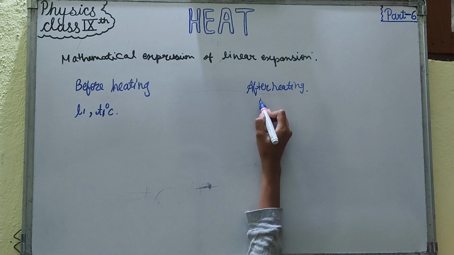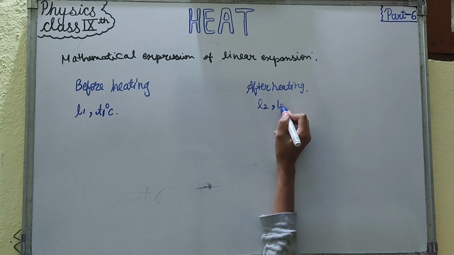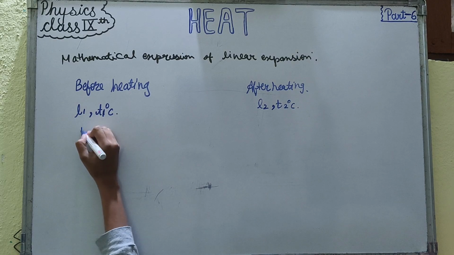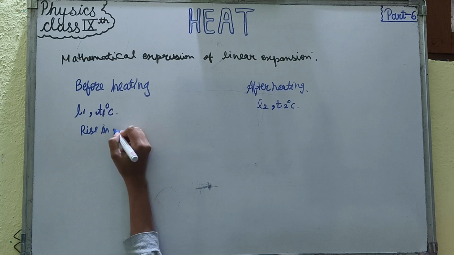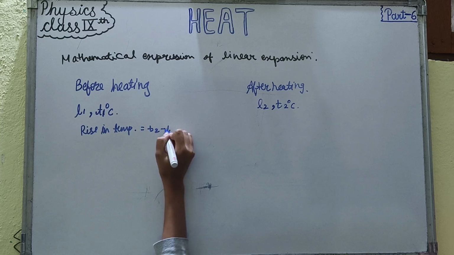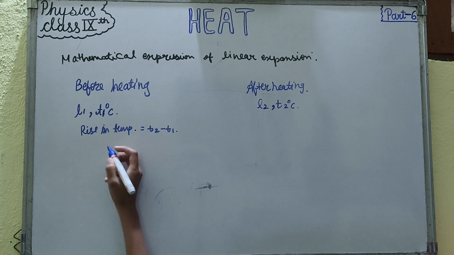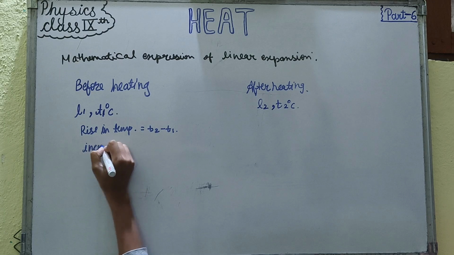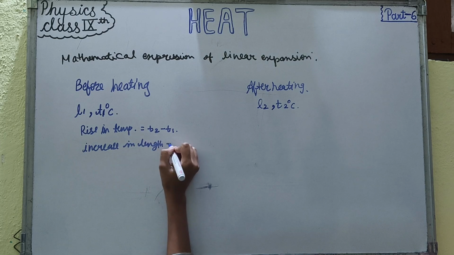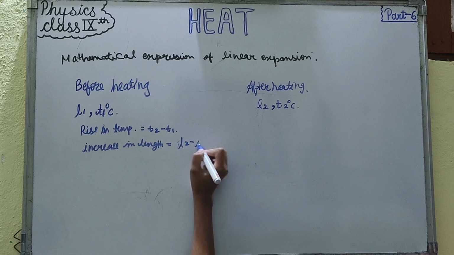After heating, there will be final length L2 and final temperature T2 degree Celsius. Rise in temperature is equal to final temperature minus initial temperature. Increase in length is equal to final length minus initial length.